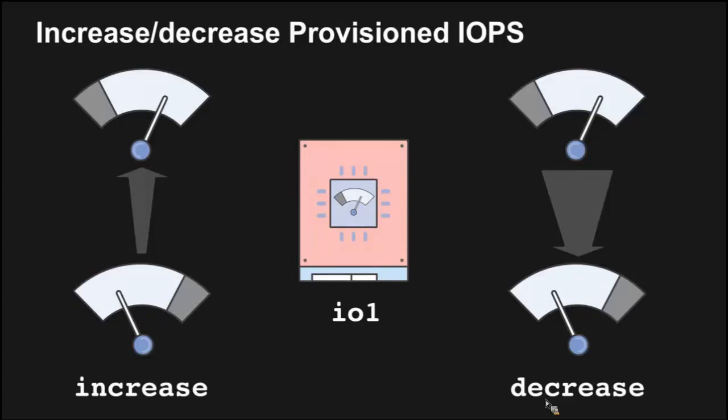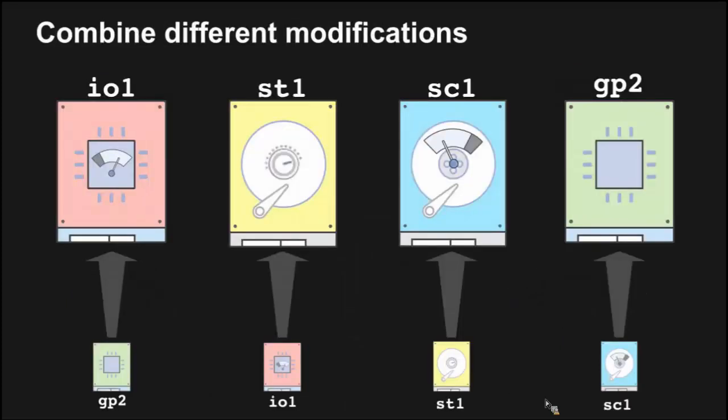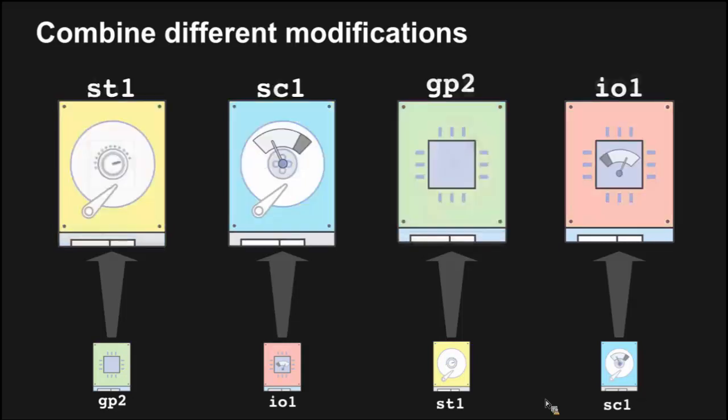So here we can see that we can change a GP2 volume to an io1 volume. We can also change the GP2 volume to an ST1 volume. We can also see that a GP2 volume can change to an SC1 volume. So again, all the different volumes can change to the other volume types within the current generation volume family. The third capability as a part of Elastic Volumes is the ability to decrease or increase provisioned IOPS for io1 volumes.